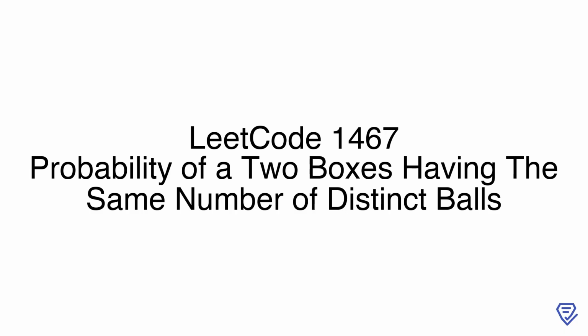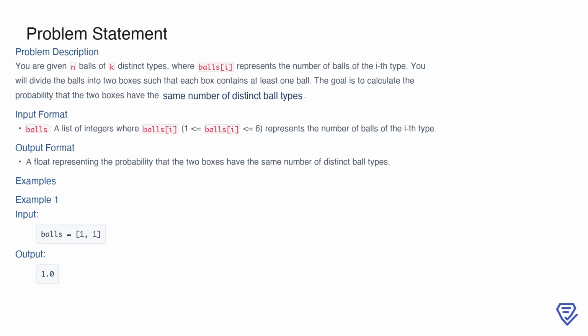Let's get started. In this problem, we are tasked with dividing n balls of k distinct types into two boxes. The number of balls of each type is given in the array balls, where balls[i] represents the count of the ith type. The division must ensure that each box has at least one ball.